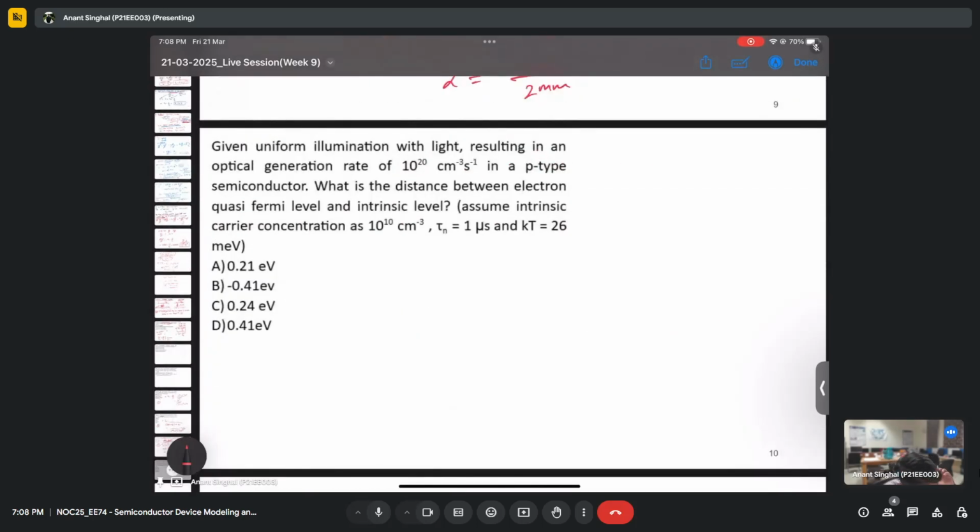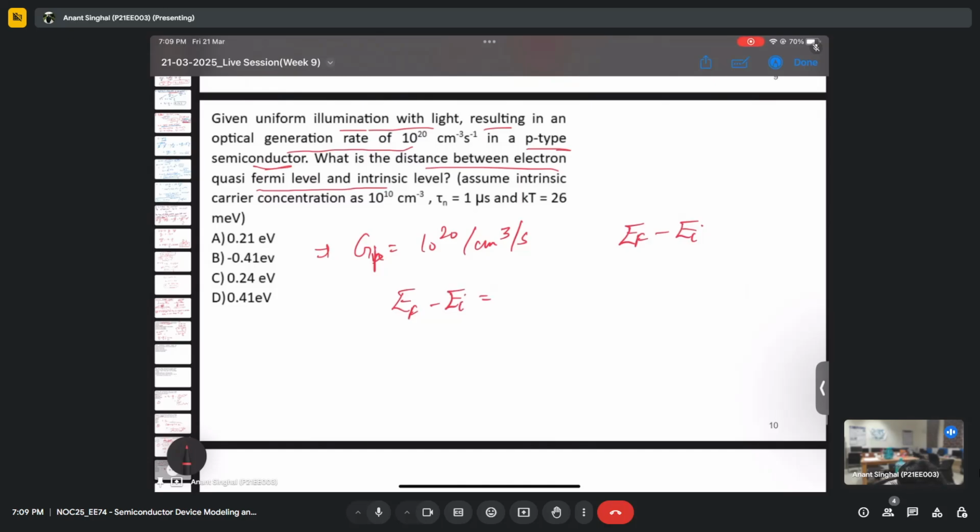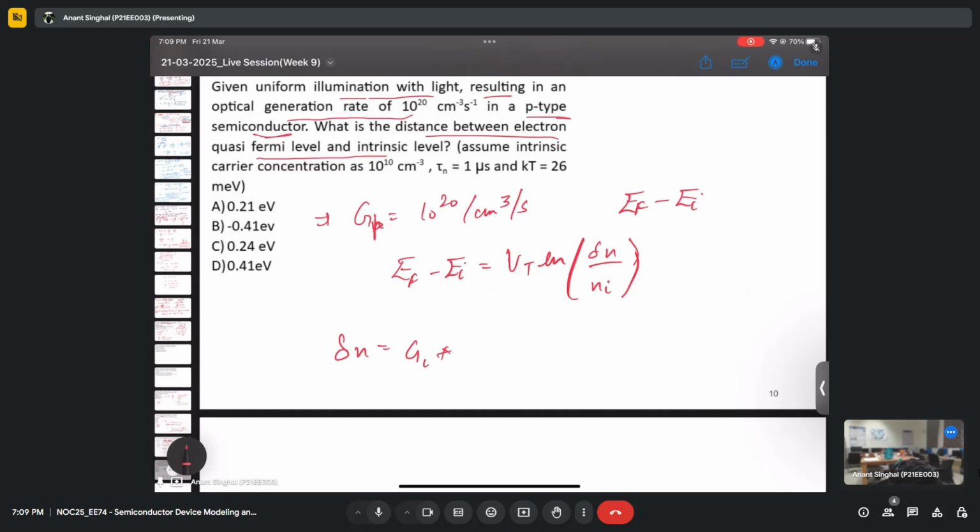Then we have uniform illumination with light. We have now given some light resulting in an optical generation rate of 10 to the power 20 per centimeter cube per second in a p-type semiconductor. What is the distance between the quasi Fermi level and intrinsic level? So it wants EF minus EI. We can calculate that, right? It will be VT ln. Since we have a p-type semiconductor, the excess carrier will be n-type, so it is delta n over ni for simplification. And this delta n can be calculated very easily using the generation rate times the time constant.